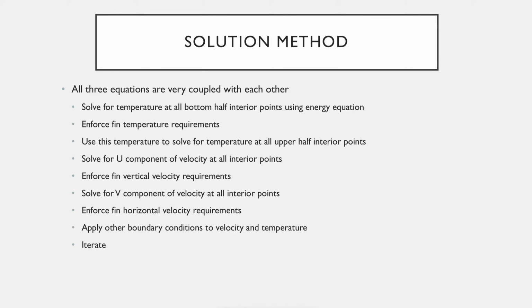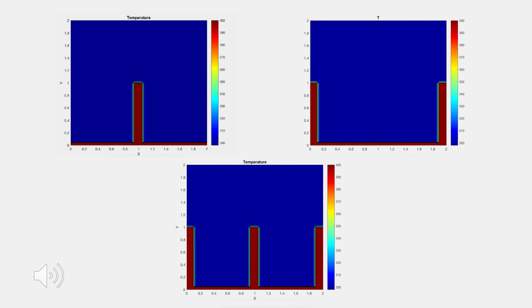Since all 3 equations are very coupled with each other, I chose to use the following solution method, shown here on this slide. Solve for the temperature at all bottom half interior points using the energy equation and force fin temperature requirements. Use this temperature to solve for temperature at all upper half interior points. Solve for U component of velocity at all interior points. Enforce fin vertical velocity requirements. Solve for V component of velocity at all interior points. Enforce fin horizontal velocity requirements. Apply other boundary conditions to velocity and temperature, and iterate many times.